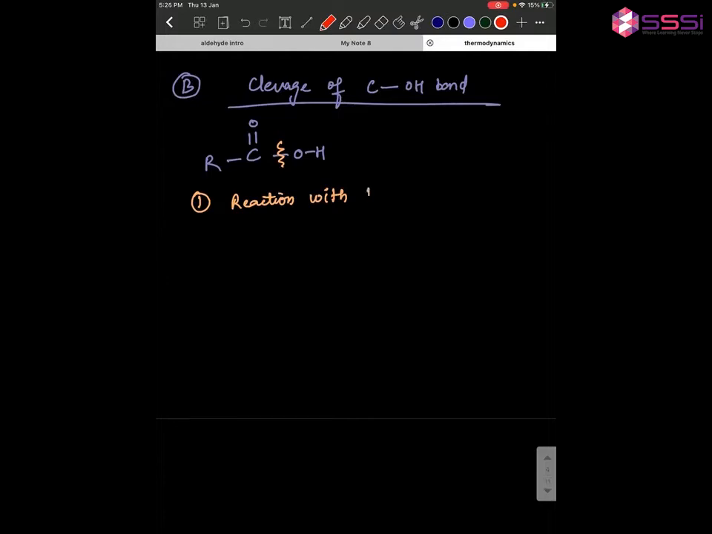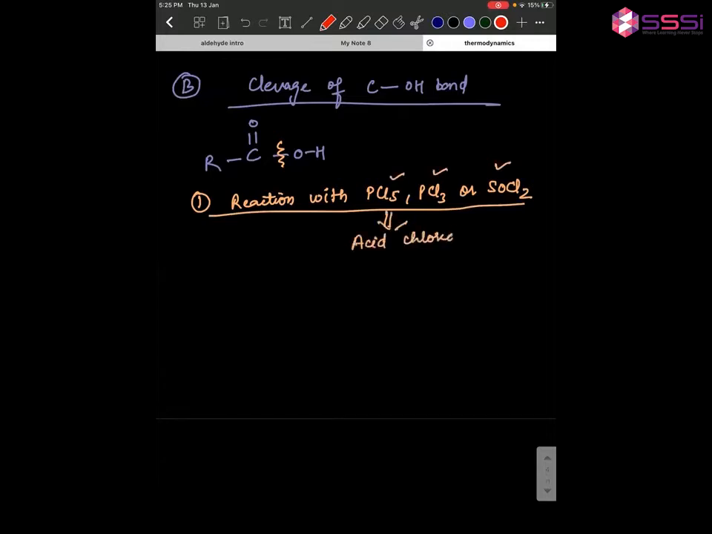If you are given PCl5, PCl3 or SOCl2, if you are reacting a carboxylic acid with PCl5, PCl3 and SOCl2, then remember that you will be getting acid chloride as a product. How? Let's see. For example, first I am doing the reaction with PCl5. I'm taking acetic acid with PCl5.